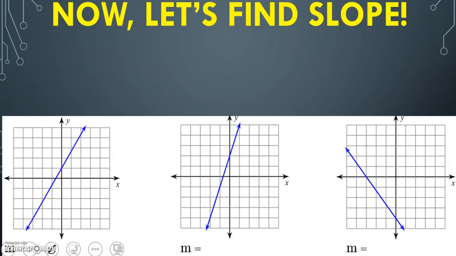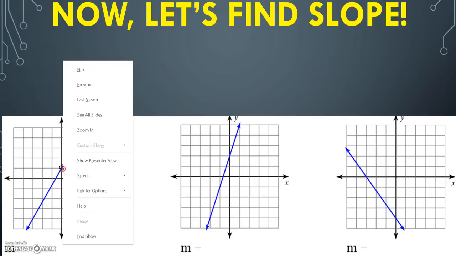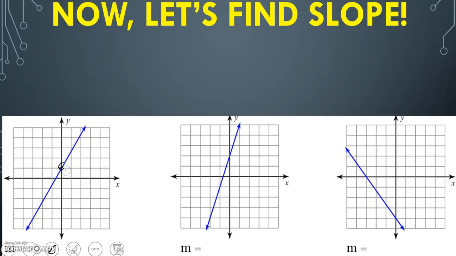Alright, now we're going to find slope on these types of graphs, which are the same types of graphs, they just don't have points. So I would say look for a point. Alright, there's a point on the y-axis. Typically there is a point on the y-axis, that's why I started there. And then here's another point way down here at the bottom.